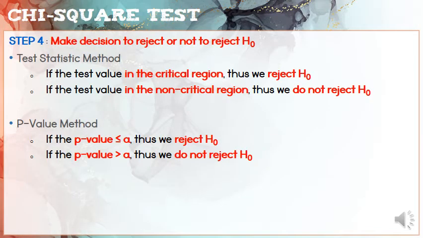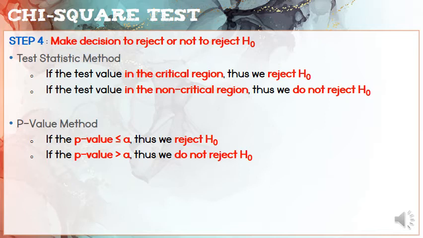So we continue with our hypothesis testing. Alright, so step 4, we make a decision whether to reject or not to reject our H null. Whether to reject or not is the same as before. Okay, so if you are using the p-value method, if your p-value is less than or equal to your alpha value, thus we reject our H null. If it is greater than our alpha, we do not reject our H null.